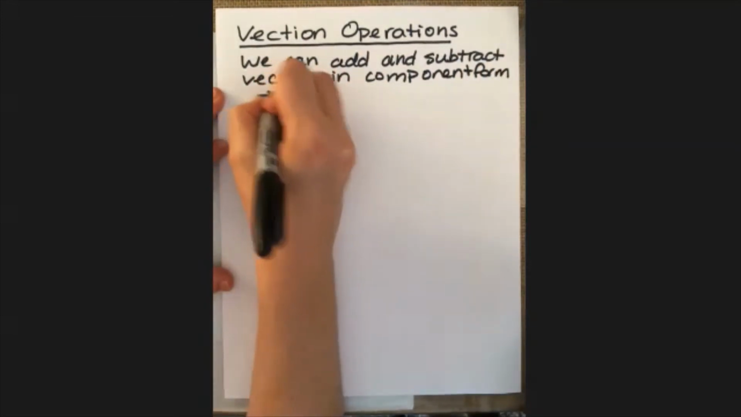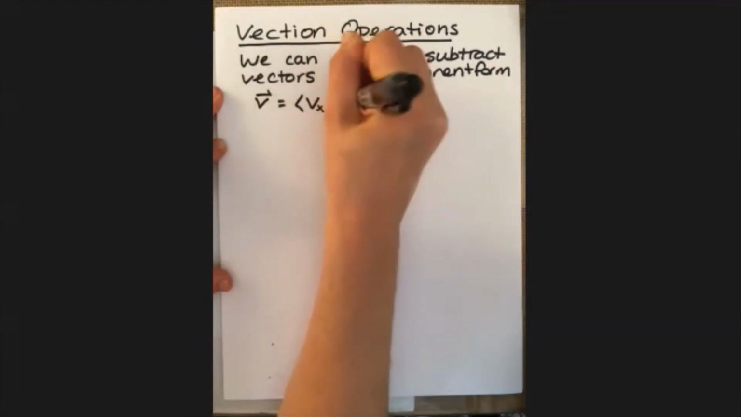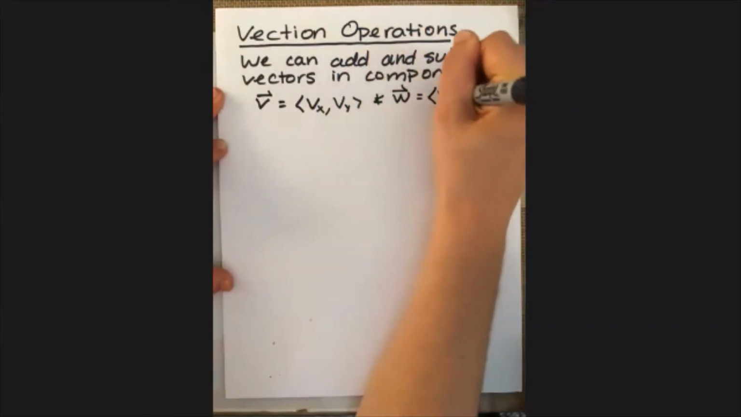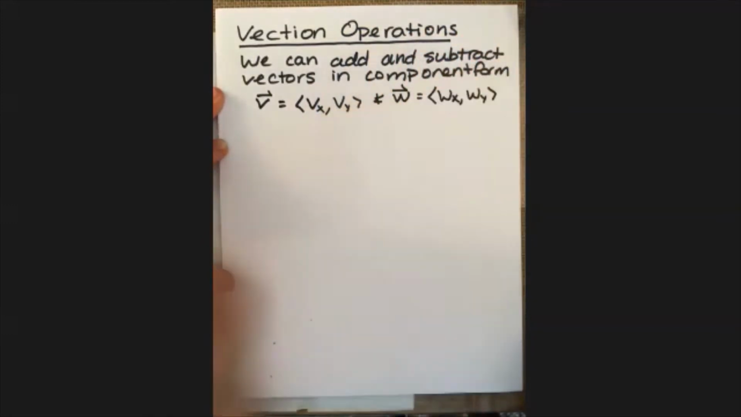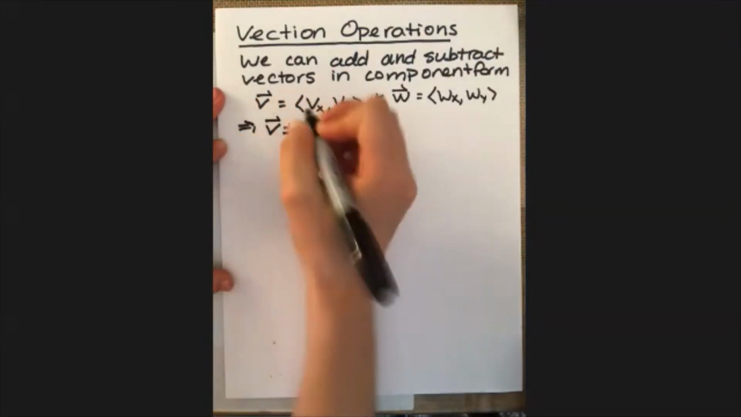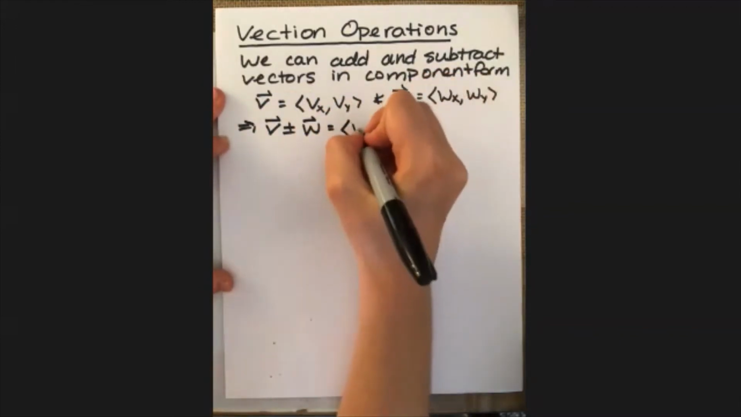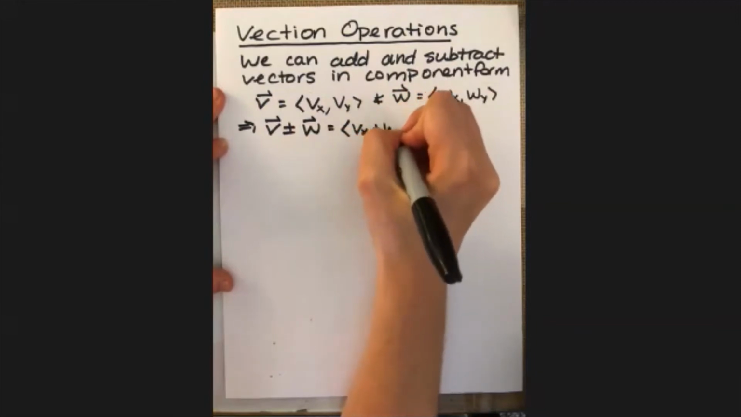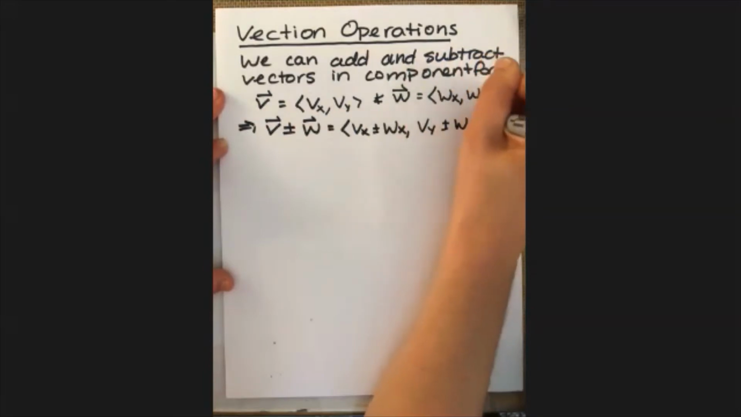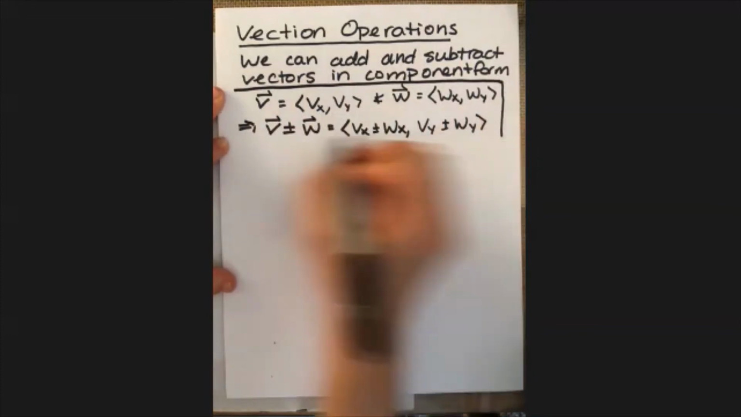So if we have two vectors, v, which I can write using its components, say vx, vy, and then similarly another vector w, which is wx, wy, when written in component form. If we want to add or subtract these two vectors, all we do is the same thing with their components. So v plus or minus w is going to be equal to vx plus or minus wx, and then vy plus or minus wy. So it's pretty straightforward.